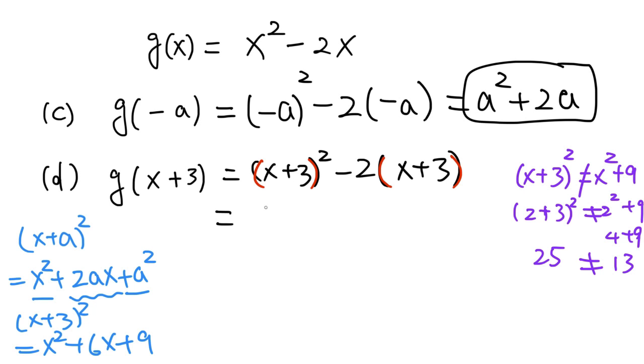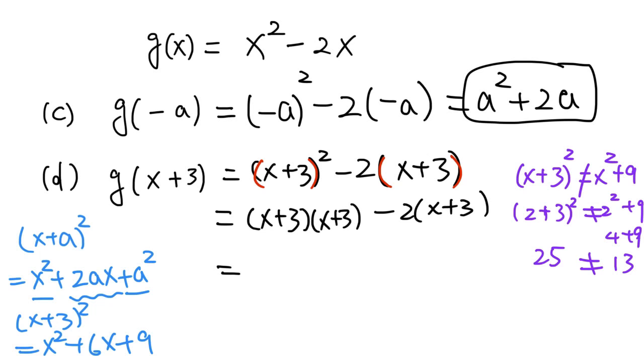Here's another way to do it. So x plus 3 squared is x plus 3 times x plus 3. And if you FOIL this out, x times x is x squared, x times 3 is 3x, and 3x is 3x, and 3 times 3 is 9. So 3x plus 3x, two terms in the middle, they make up 6x.